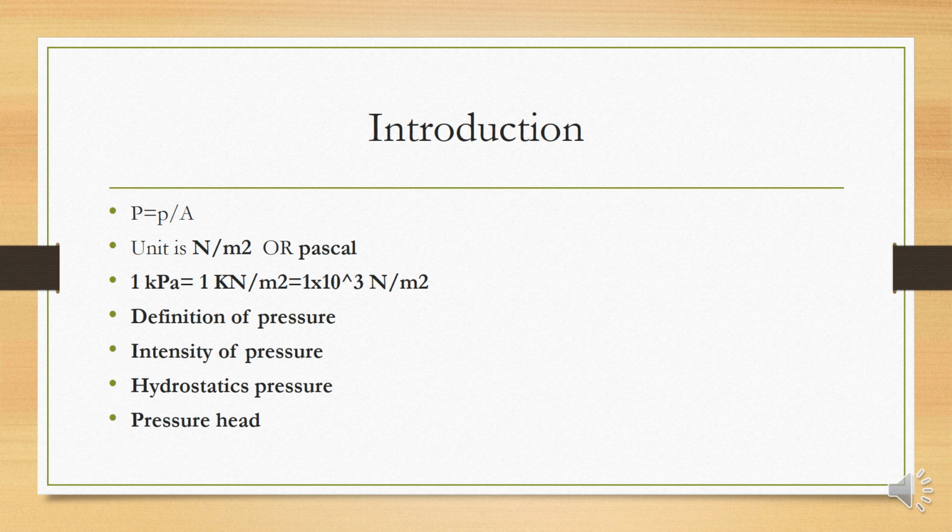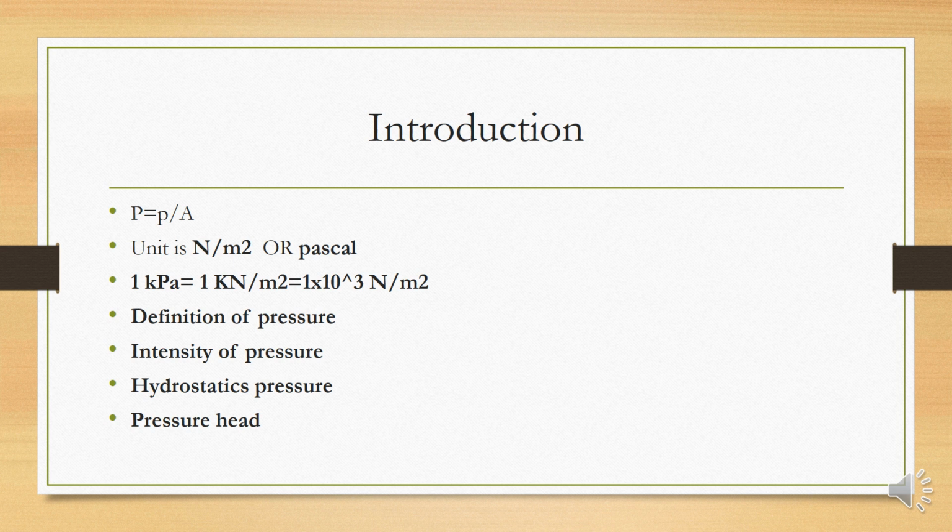The unit for pressure is Newton per meter square or Pascal. You can use any of these units, Newton per meter square or Pascal. Here is another conversion: 1 kilopascal is equal to 1 kilonewton per meter square, that is equal to 1 into 10 raised to 3 Newton per meter square.